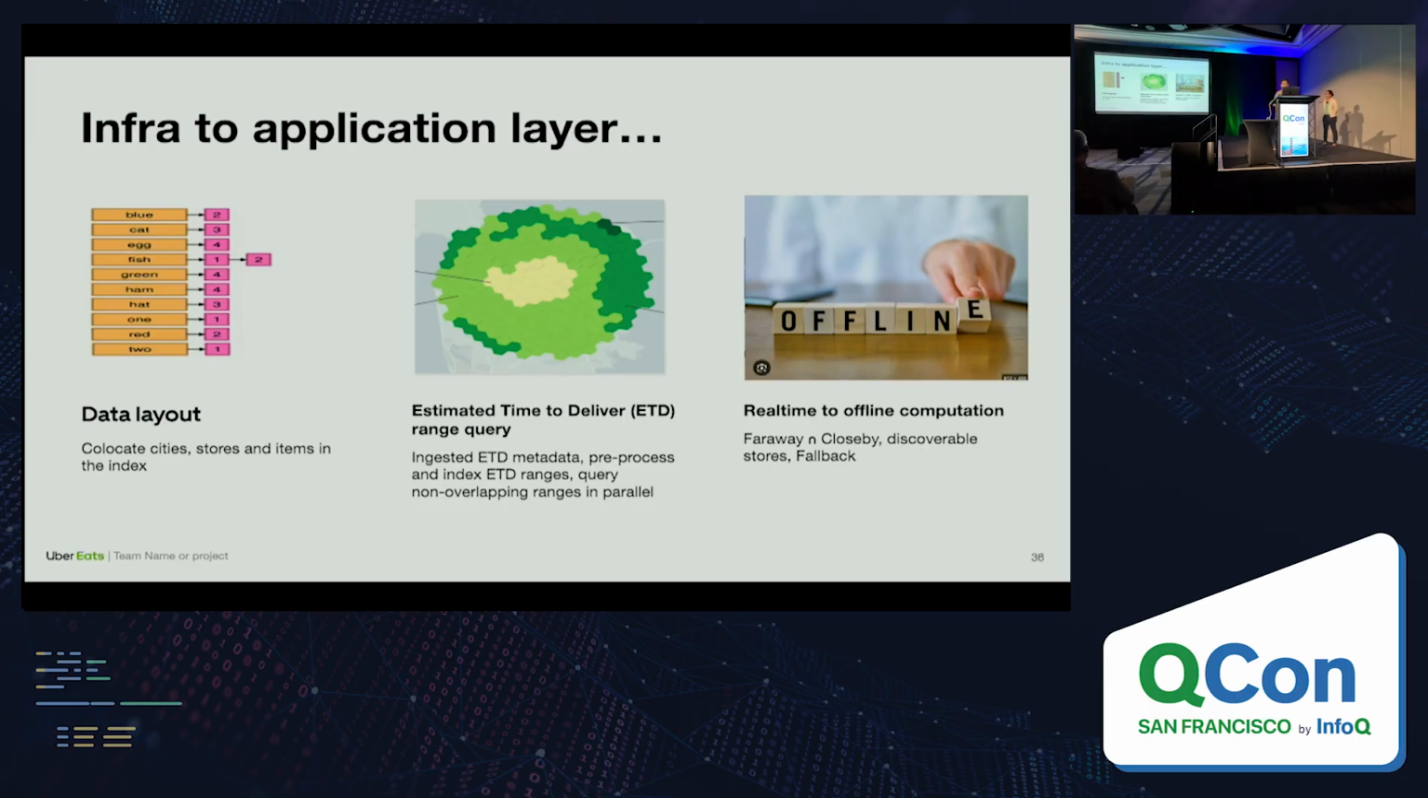The second technique is how we use the ETD information that Janani was talking about earlier, how we index that into the search index, and then how we divide the search space into non-overlapping ranges and execute them in parallel to improve the latency. And then finally, we'll talk about how moving some of the computations that were happening at query time, such as the far away versus nearby computation that Janani was talking about earlier, helped to improve the recall and the latency. I will go through the data layout and then I will hand over to Janani to talk about the rest of the two optimizations.